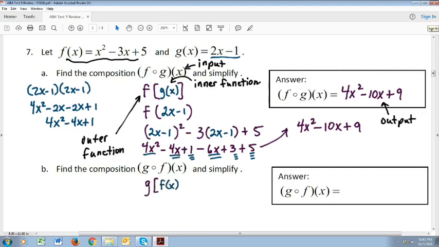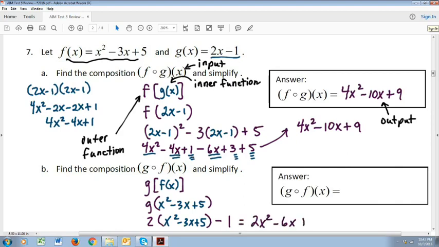So this is g of f of x, and that's what it means, g of f of x. So f of x is x squared minus 3x plus 5. And so now that's going to be my input for the g function. Notice the g function, you can see that right here, is 2 times your input, then you subtract 1. So if I set up a shell, it's 2 times parentheses minus 1, and we're going to plug the input into our parentheses. So that would be x squared minus 3x plus 5.